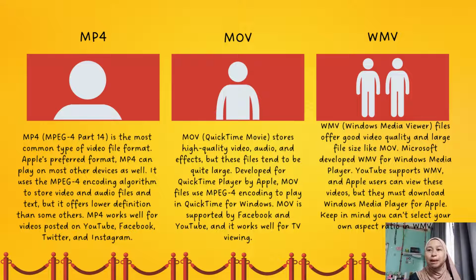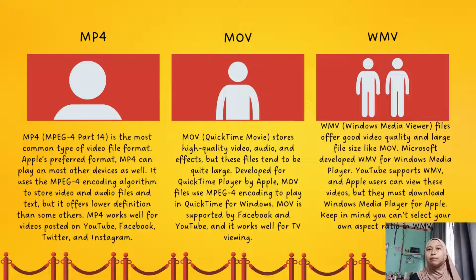And the next one is MOV or QuickTime Movie, which stores high-quality video, audio, and effects, but these files tend to be quite large. Developed for QuickTime Player by Apple, MOV files use MPEG-4 encoding to play in QuickTime for Windows. MOV is supported by Facebook and YouTube, and it works well for TV viewing.